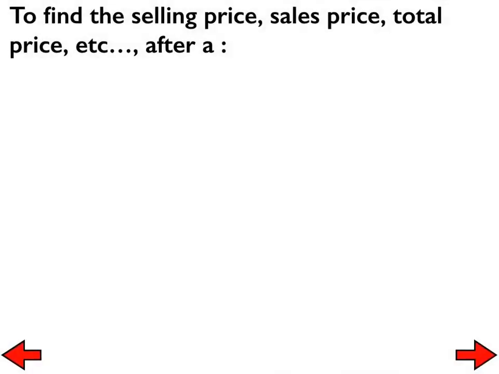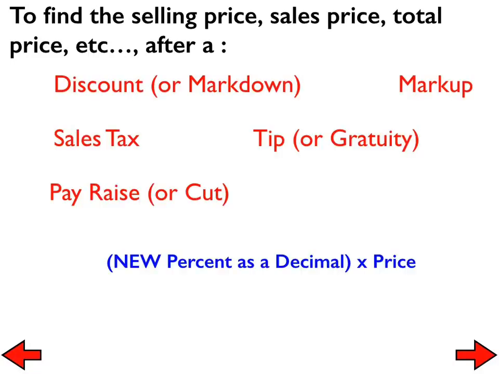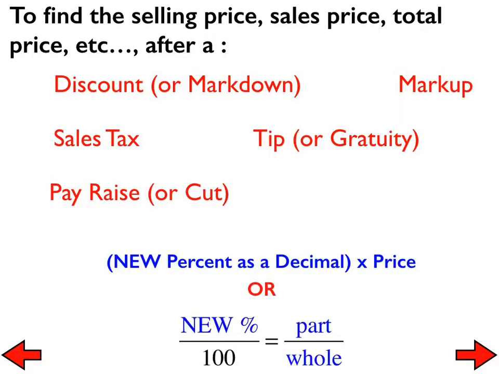If you're finding new price, which is selling price, sales price, total price, the price after markdown, price after tip, or including tip, all of those kinds of problems is the new percent times price. New percent as a decimal times price, which is like 125%, 165%. 100 minus 20% off would be 80%. Or as a proportion to be the new percent over 100 equals part over whole. Okay, so every time you're finding the price of something, that's the new percent. If it's marked down only, then that's not the adding, subtracting kind of problem.